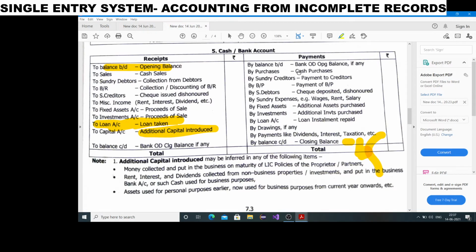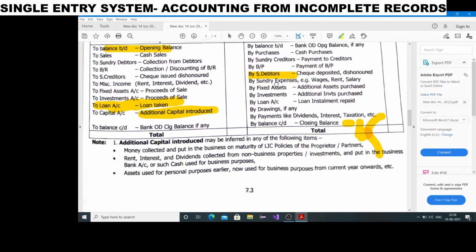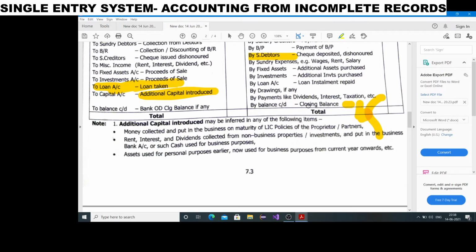And purchases, cash purchases: purchases account debited to cash or bank, payment to creditors, payment to bills payable, and sundry debtors, cheque deposited or dishonored, again your debtors will be debited to cash or bank, as you'll pay the charges or the amount to the bank. Sundry expenses, rent, wages, salary, fixed assets, any of the additional, and the same thing, right? This is the loan account, loan installment repaid, and this is how we show it.